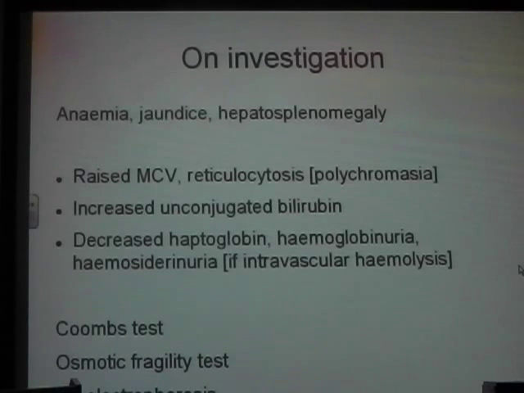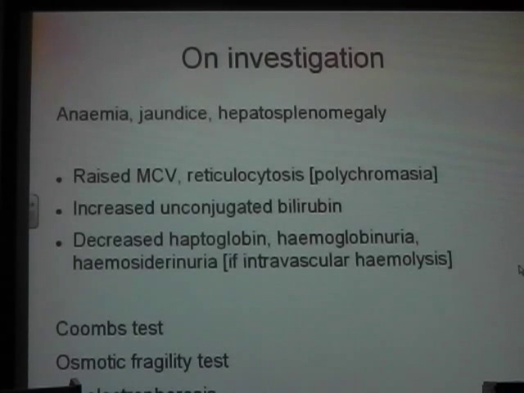So what's the normal value of reticulocytes in the blood? It's a tough one. It's less than 2%. So if you get more than that, it suggests a hemolytic picture. Increased unconjugated bilirubin. Decreased haptoglobin. Now, haptoglobin is a protein in the blood that binds broken down fragments of your hemoglobin, so it will be lower if there's more to bind. You can get hemoglobin in your urine and hemosiderin in your urine. That's if it's intravascular hemolysis.